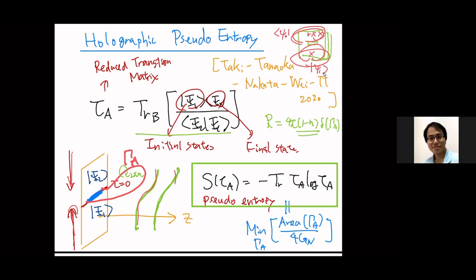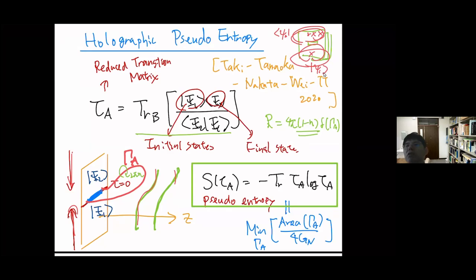Do you need to assume the smoothness of the boundary? Smoothness of the boundary. So which boundary are you talking about? Partial A. Not necessarily. You can talk about a singular boundary, but in that case you get extra divergence.